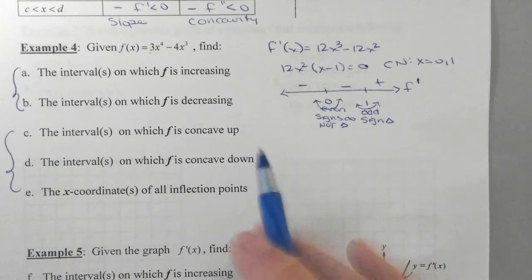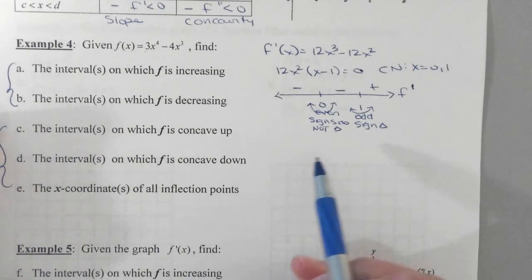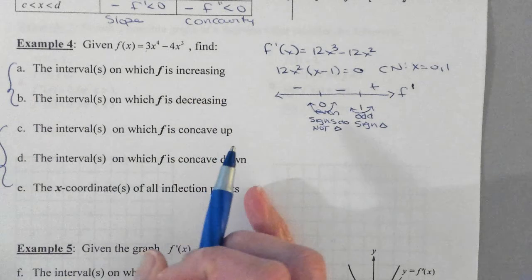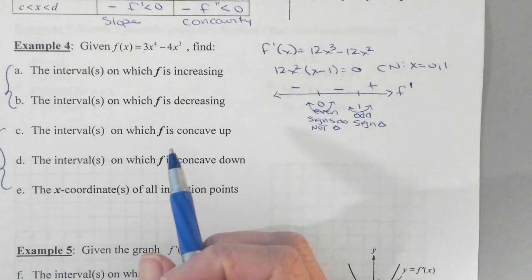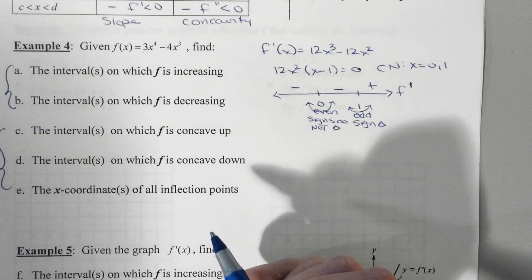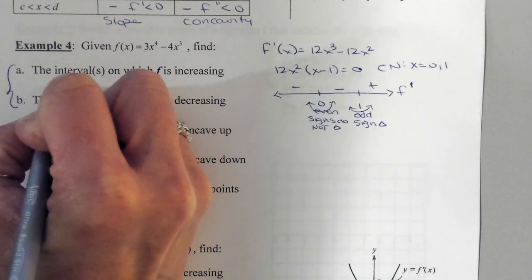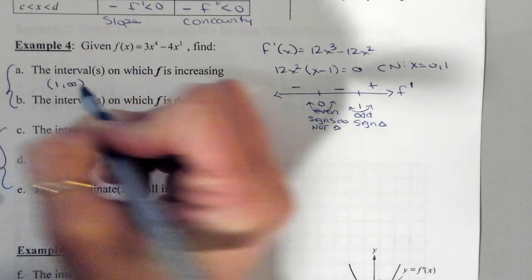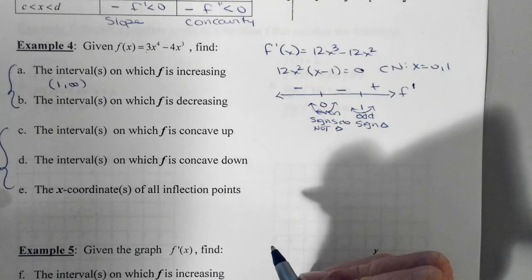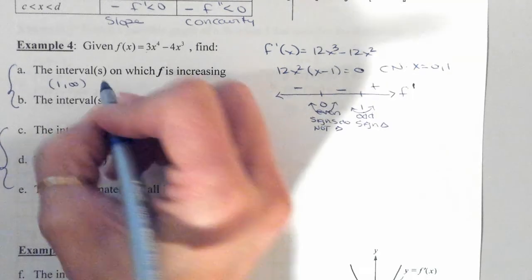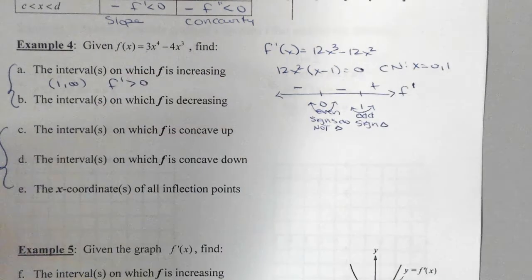Now that I've gone through that whole spiel, what we need to look at is the interval or intervals on which f is increasing. Can someone tell me what they or it might be? 1 to infinity is correct. 1 to infinity. And what's the justification, sir? You got that? Yep. F prime is greater than 0. Questions?